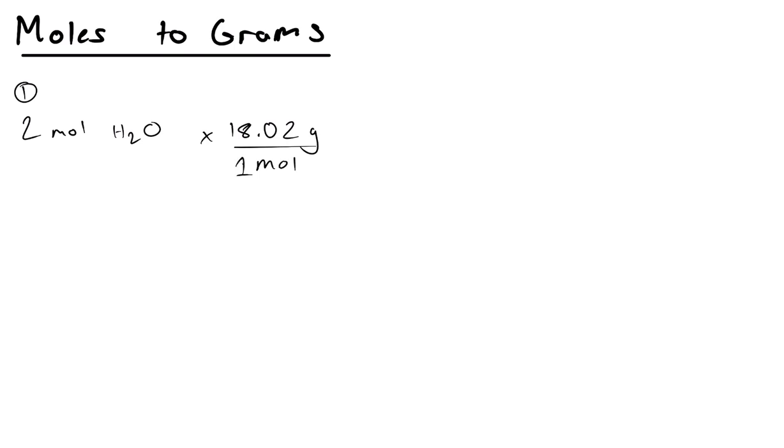And so 18.02 grams per mole is simply the molar mass of H2O. And then we want grams, so we have it on the top. And when we do it like this, the moles will cancel out. And so 2 times 18.02 is 36.04 grams. So 2 moles of H2O is 36.04 grams.